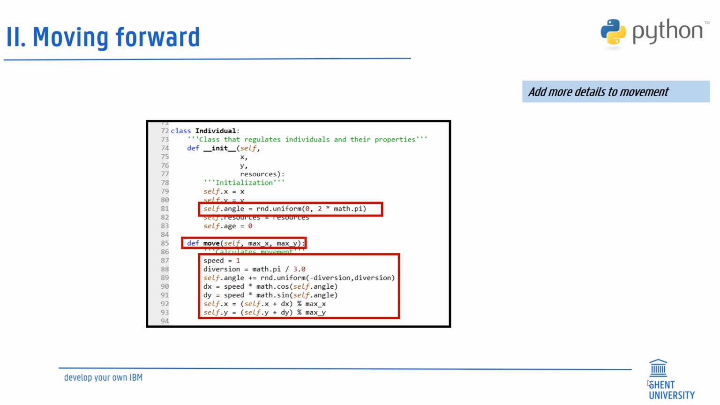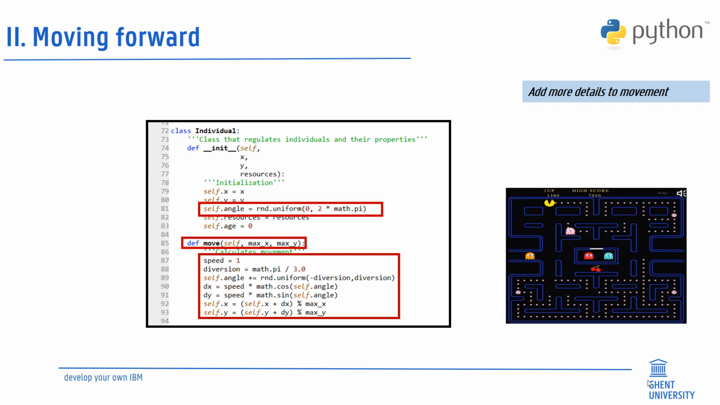We create a torus landscape by defining the positions as the rest fraction of its position relative to the maximum size of the landscape. As in old computer games like Pac-Man, for instance, individuals leaving the population on the right, having for instance a position of 11 in the landscape of max size 10, will pop up on the left at position 1.